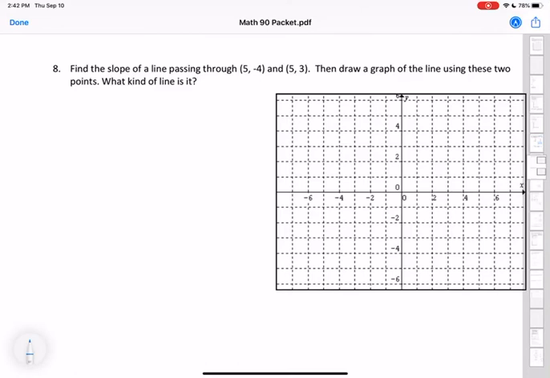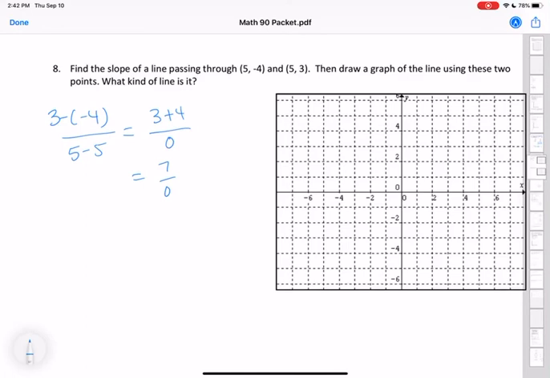All right, so I have 3 minus a negative 4 over 5 minus 5. This is already a little bit strange, right? Because I have 3 plus 4 over 5 minus 5. That's 0. I thought we couldn't have 0 on the bottom. Okay, so I have 7 over 0. Well, let's see what that looks like if we go and plot it.